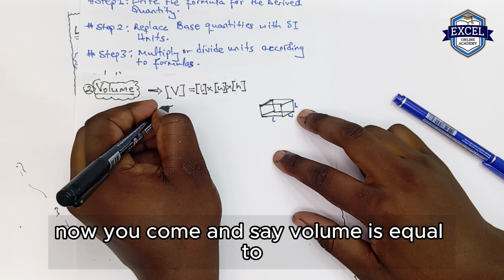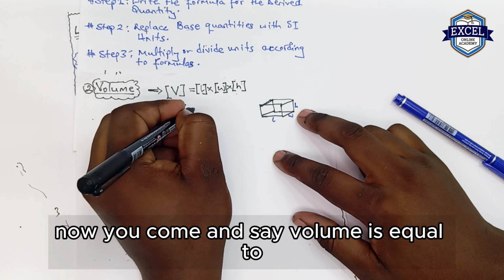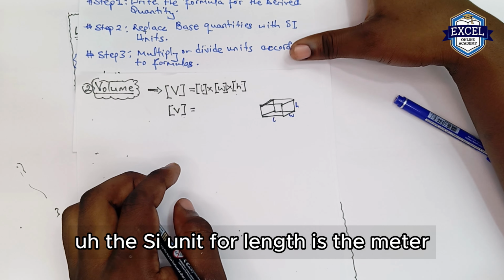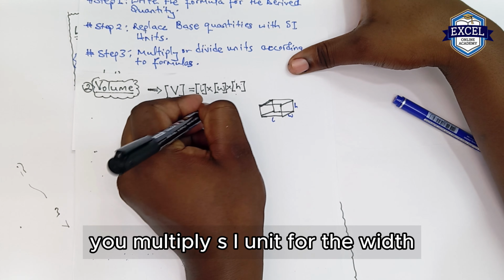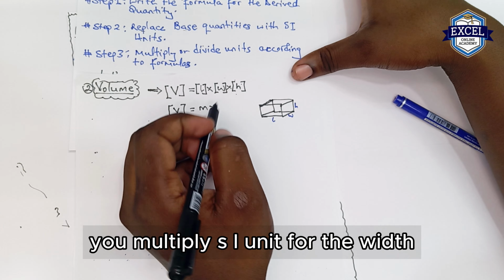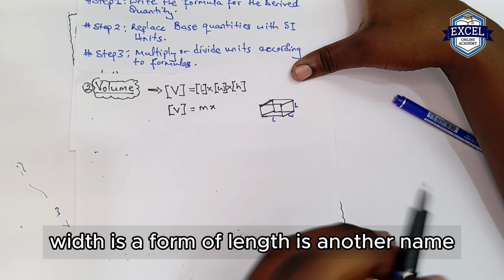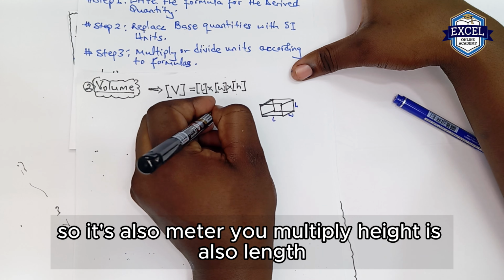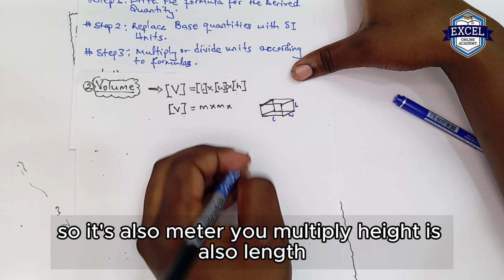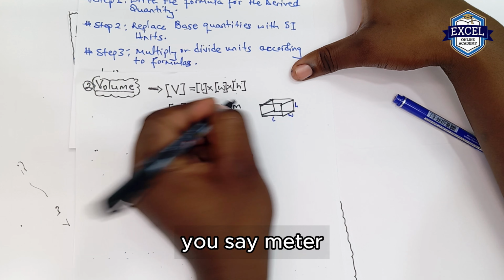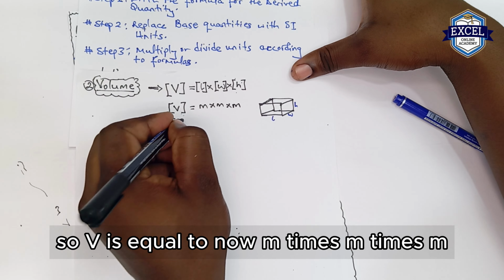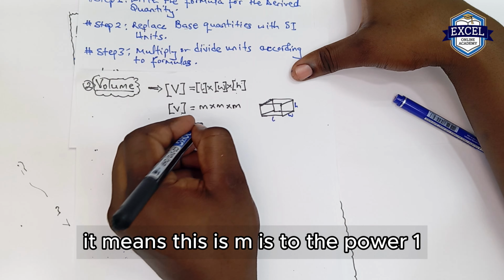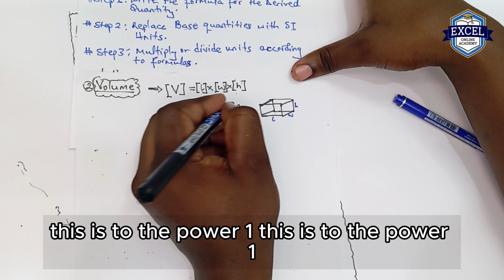Now you come and say volume is equal to, now what is the SI unit for length? It is the meter. You multiply by the SI unit for the width. Width is a special form of length, so it's also meter. You multiply by height, which is also length, so you say meter. So V is equal to M times M times M, and each M is to the power 1.